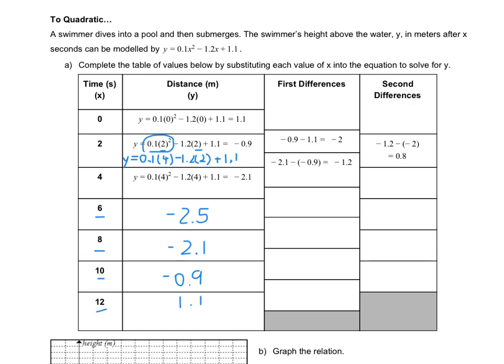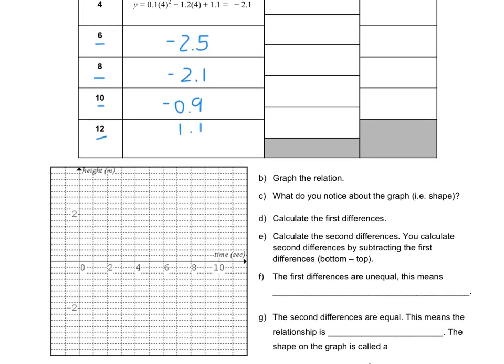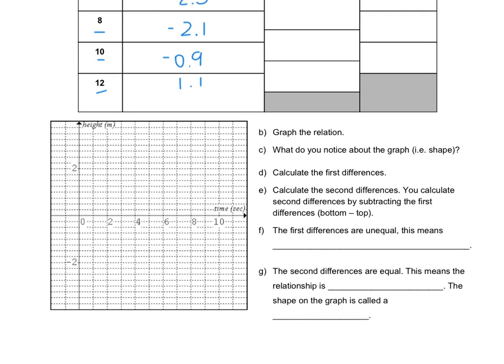All right, so now that we've completed our table of values, let's go ahead and take this data and graph it. So at 0 seconds, we had a height of 1.1. So we're just going to estimate it roughly here. 4 squares is 1 meter. So 1.1 might be somewhere kind of there.